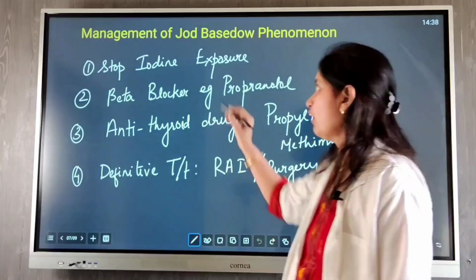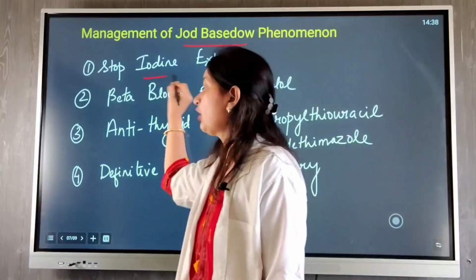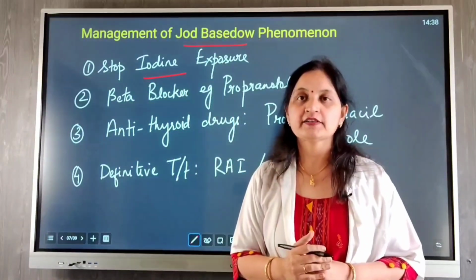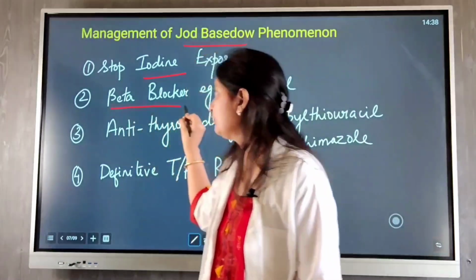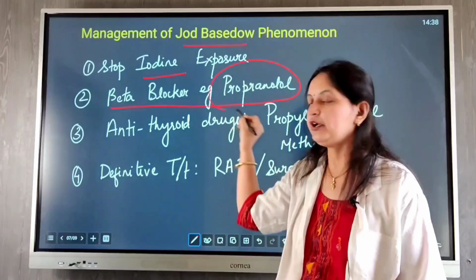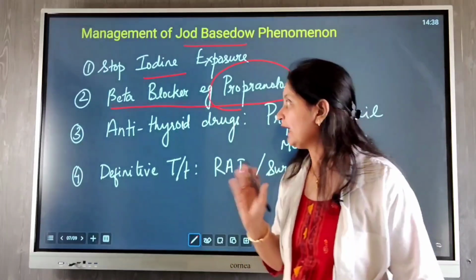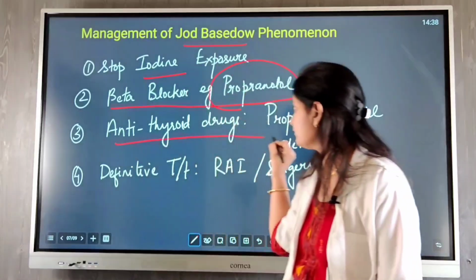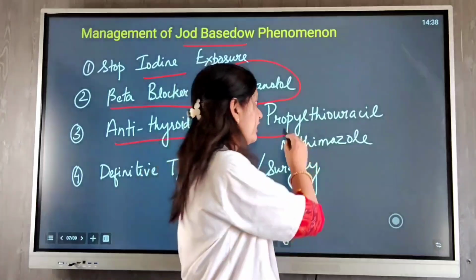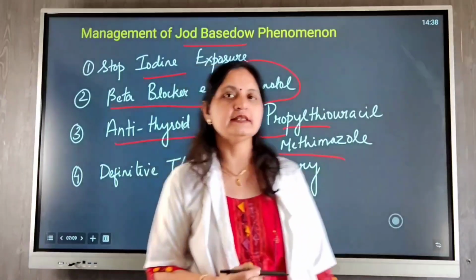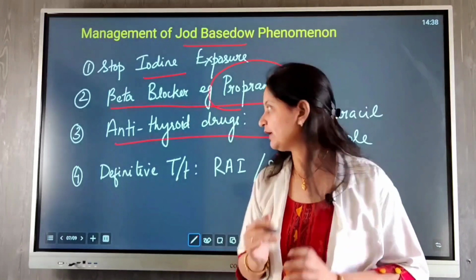So what is the management of Jod Basedow's phenomenon? Firstly, stop iodine exposure because iodine induces hyperthyroidism or Jod Basedow's phenomenon. Secondly, symptomatic relief can be achieved by using beta blockers such as propranolol, which controls symptoms such as tachycardia, palpitation, heart rate. And thirdly, anti-thyroid drugs such as propylthiouracil, methimazole can be administered because these drugs reduce the thyroid hormone synthesis, decreasing the T3, T4 hormone production, and control hyperthyroidism.